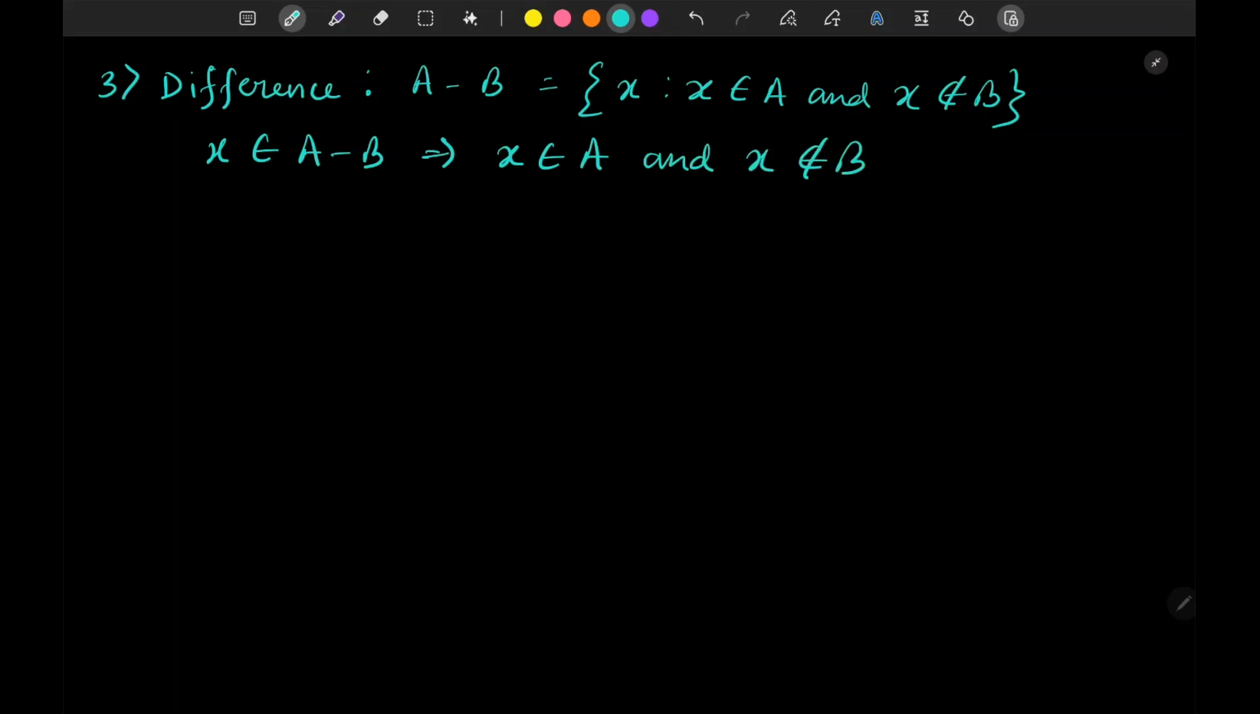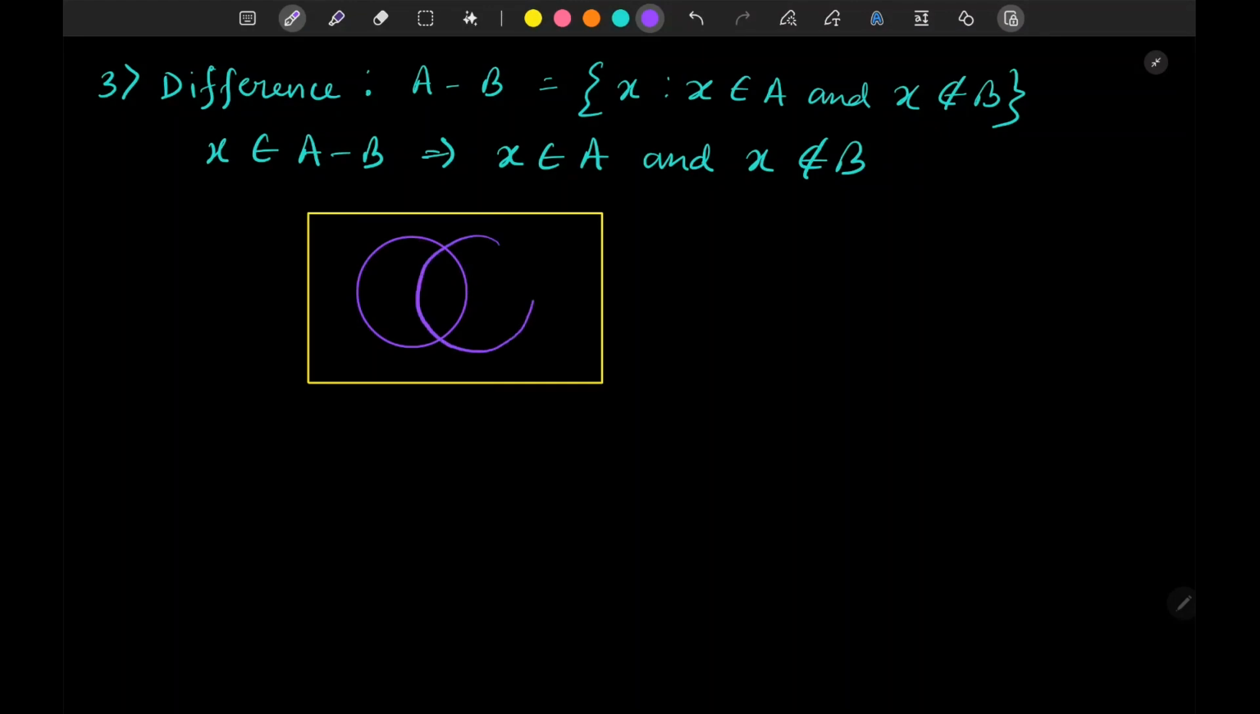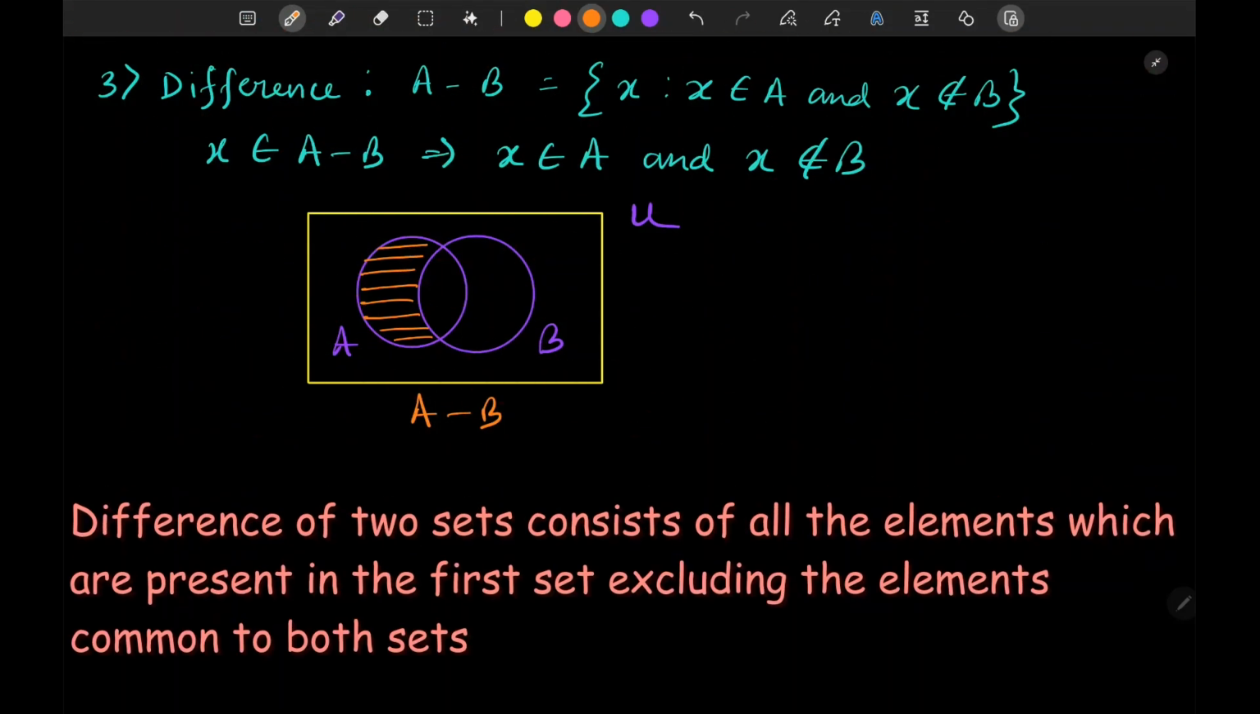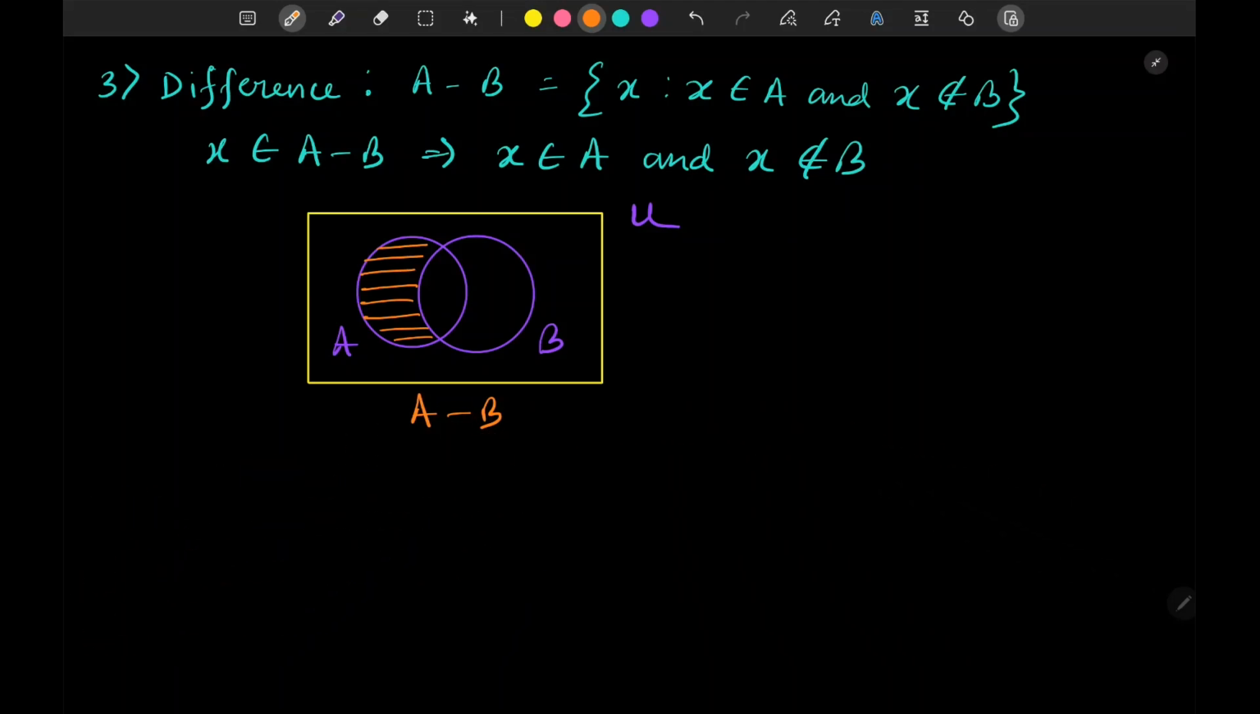This can be expressed in the Venn diagram as follows. So let us take two sets A and B present in the universal set U. Then the region shaded in the diagram represents the set A minus B. From the diagram, it is clear that the region of A minus B is equal to the set A minus the region which is common to both A and B. This can be better understood using an example.